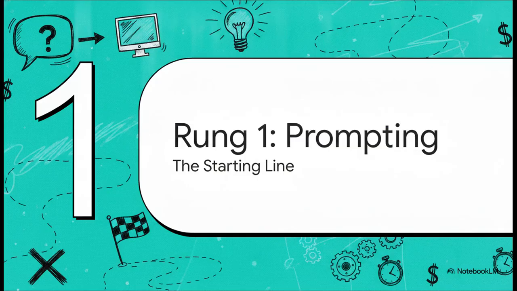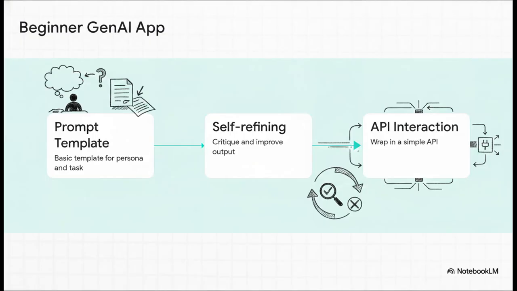Rung 1, prompting, the starting line. Look, before you build complex infrastructure, you always start right here. Prompting is simply giving your intern clear, explicit instructions. It's the cheapest, fastest, and absolutely lowest risk solution available. If you're a beginner, here is exactly what you should build first.